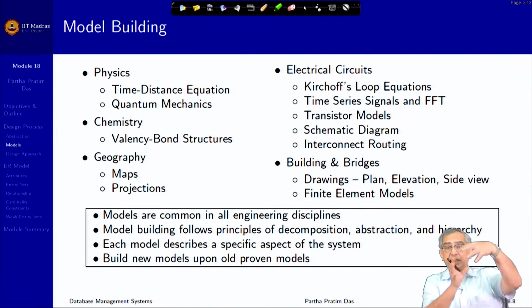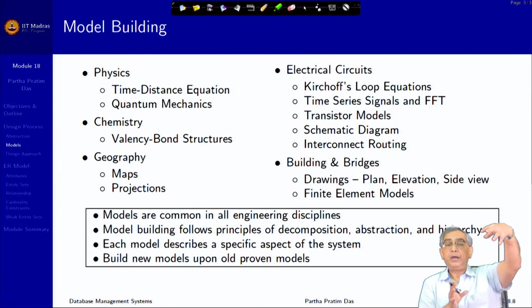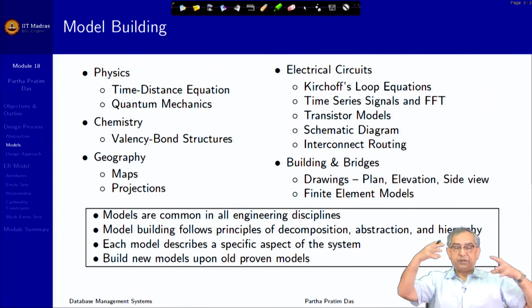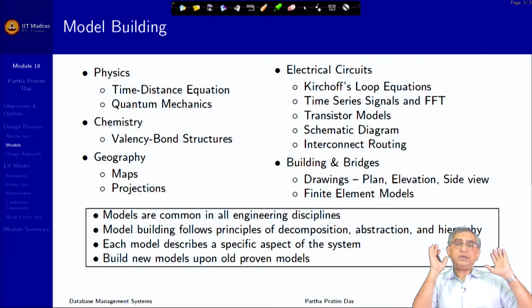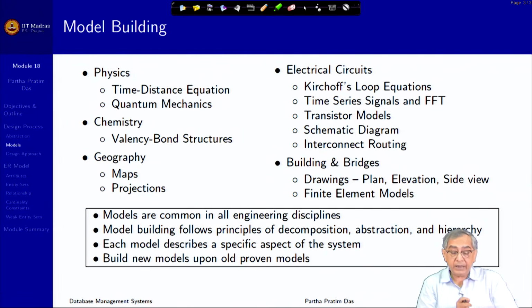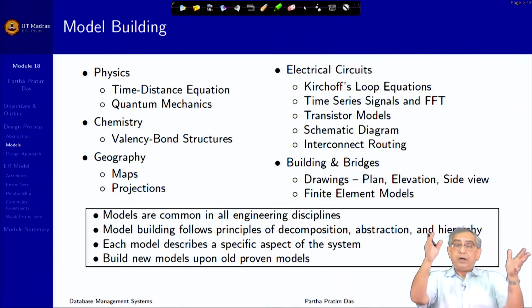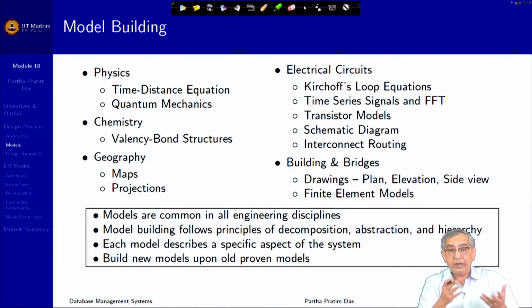Again, if you see, there are several models for the same thing, and several models look at the abstraction from several angles. When you are doing Kirchhoff's loop equation, you are interested in voltage and current, whereas when you are doing the schematic diagram, you are interested just to understand how the connectivities are. When you are doing interconnect routing, you are trying to see how it would look on the PCB. The same electrical circuit is being viewed in several different ways, and these are the different models, and building models is a most important thing.